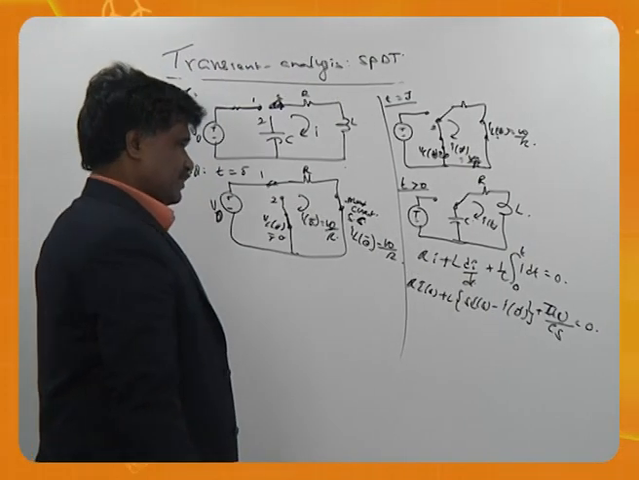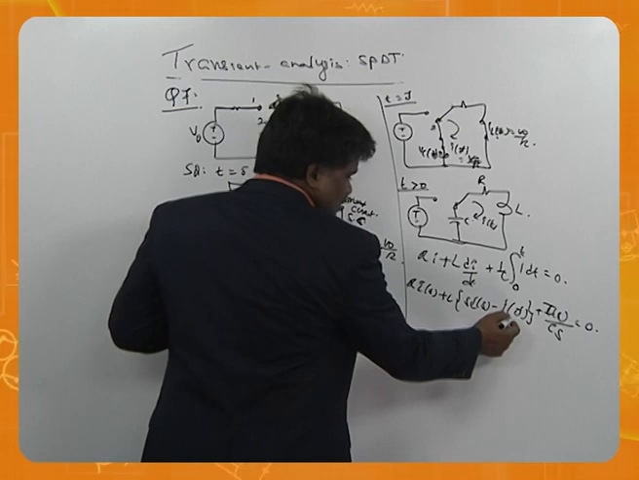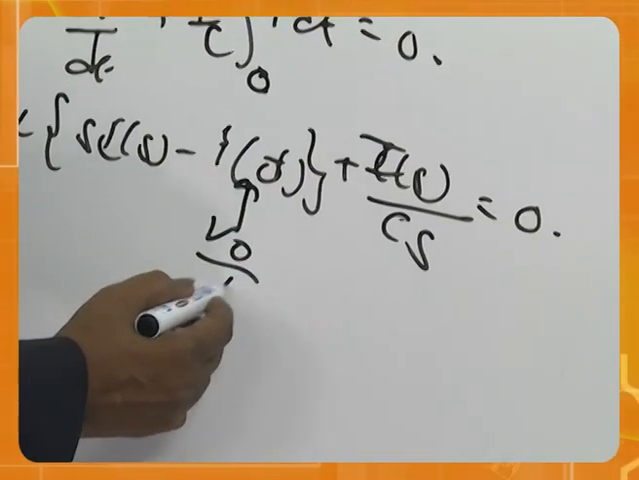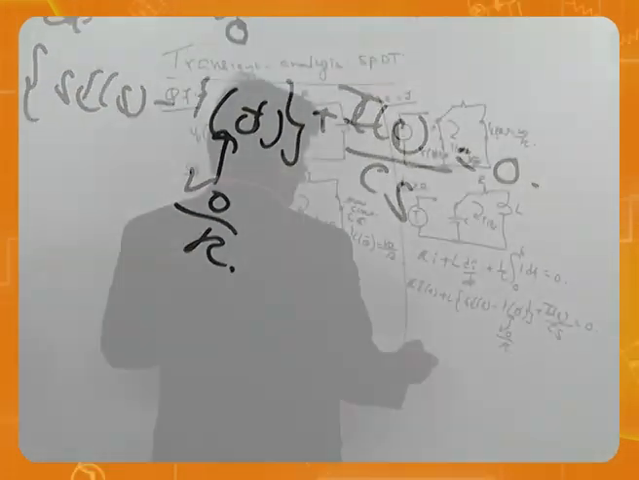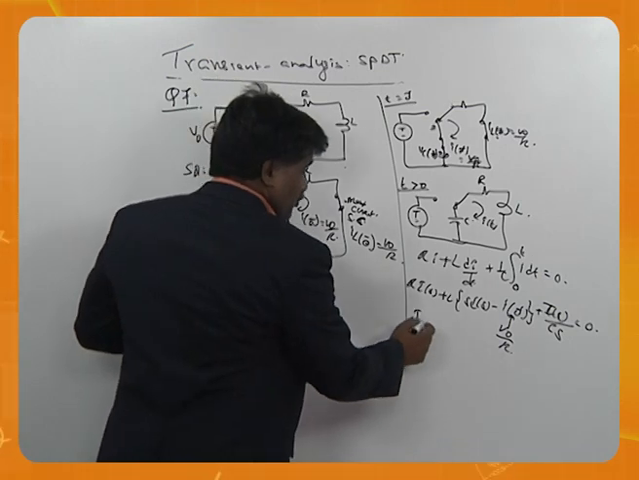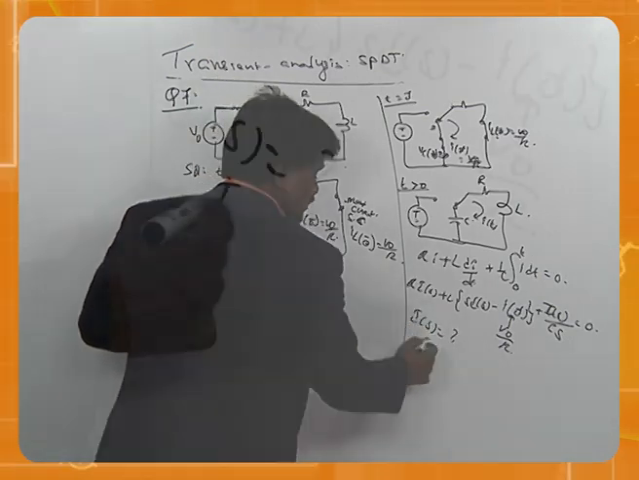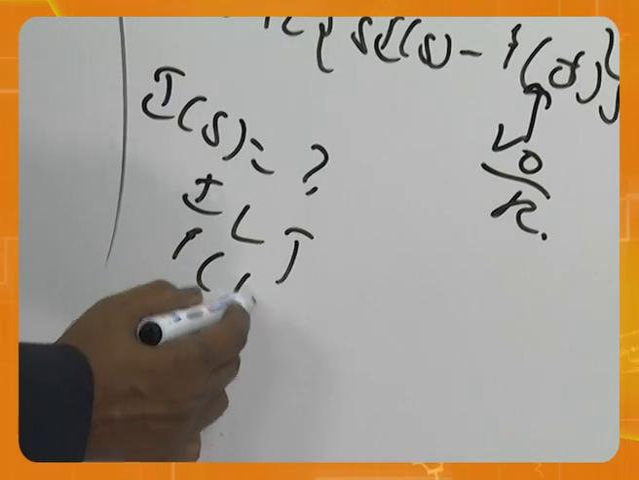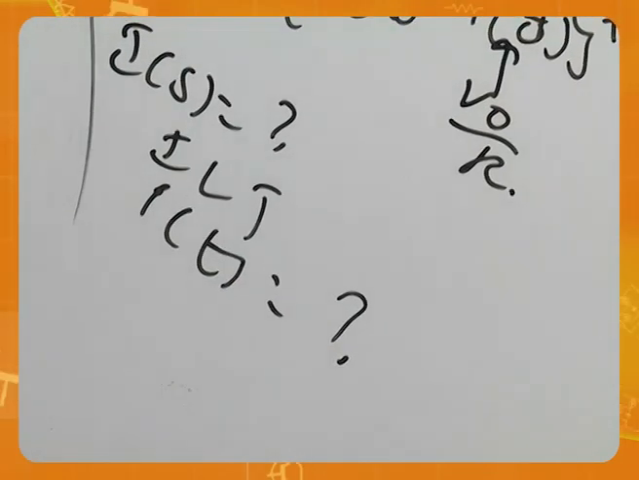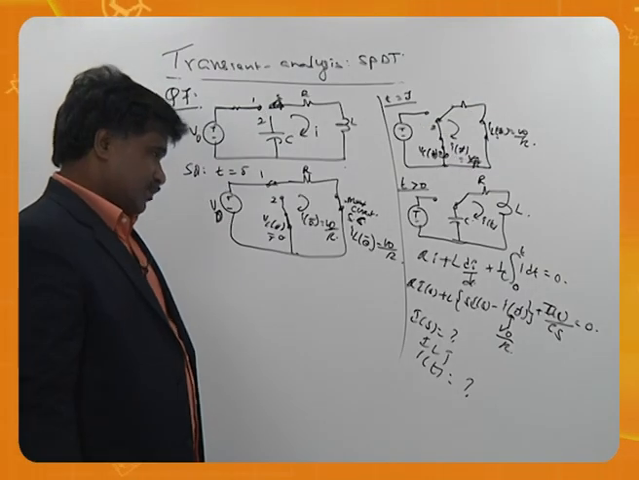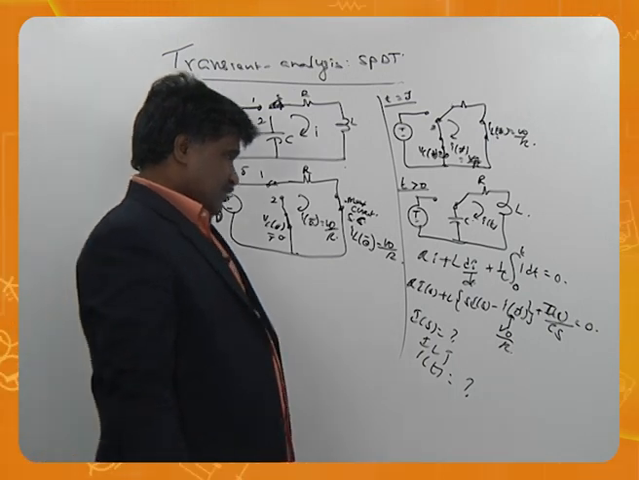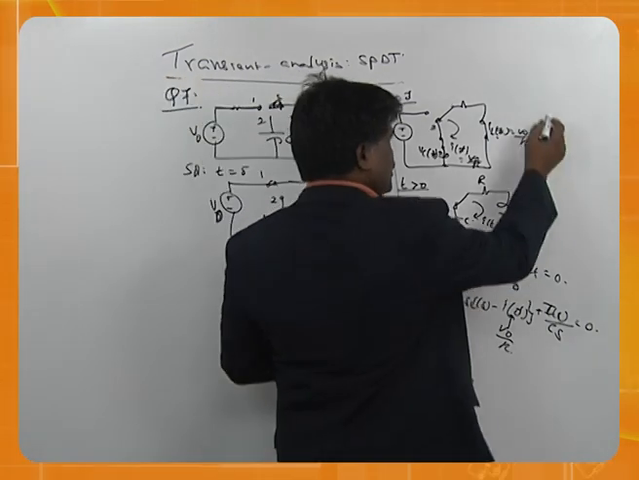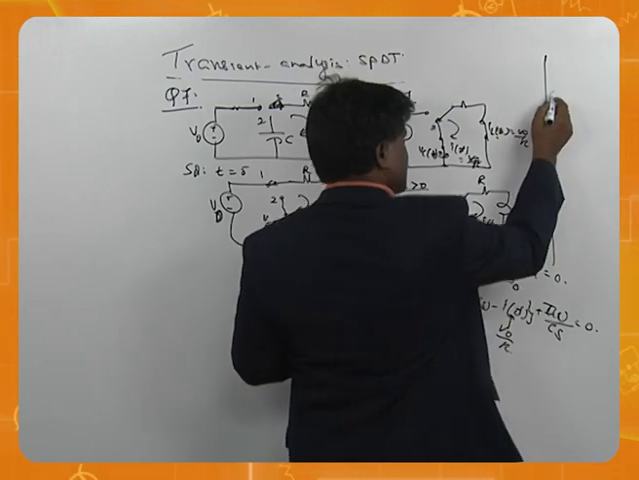That's all. Then in the place of this, you need to say V naught by R. Now solve for I of s, then by taking inverse transform, solve for I of t. That's the approach. Suppose if you want to know how it is going to be done, I'll just give another 2 steps.